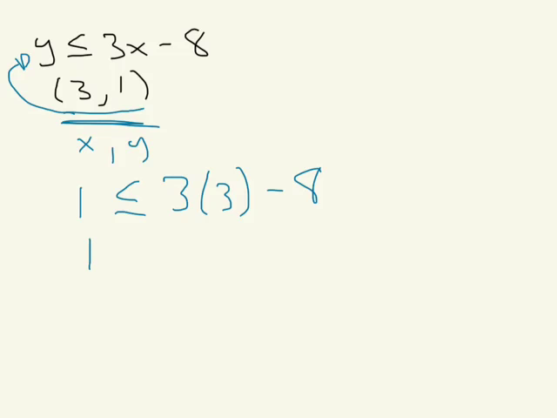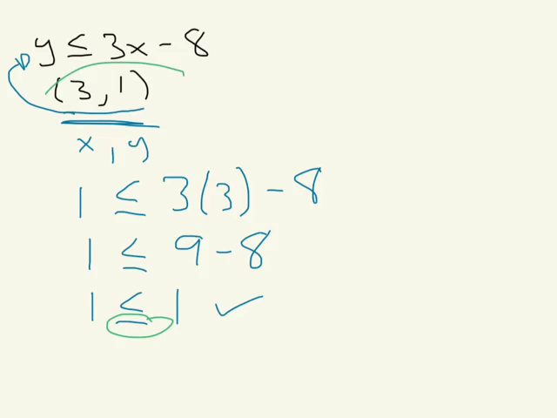So let's figure that out. 1 is less than or equal to 9 minus 8, and then 1 is less than or equal to 1. And that is a true statement. 1 is less than or equal to 1. It is, specifically, it is equal to 1. So that is a true statement, which means (3, 1) is a solution to our inequality.